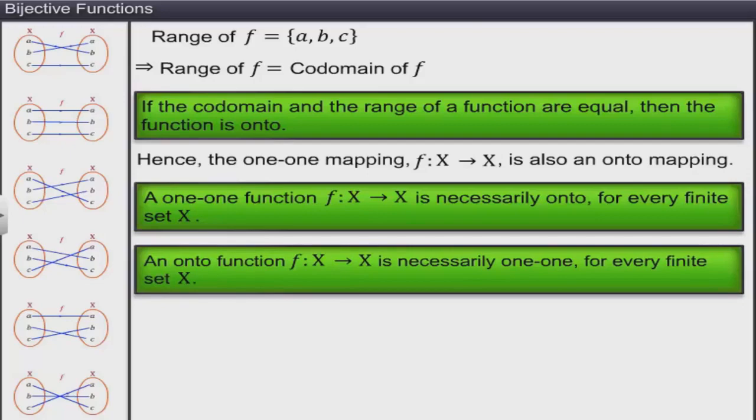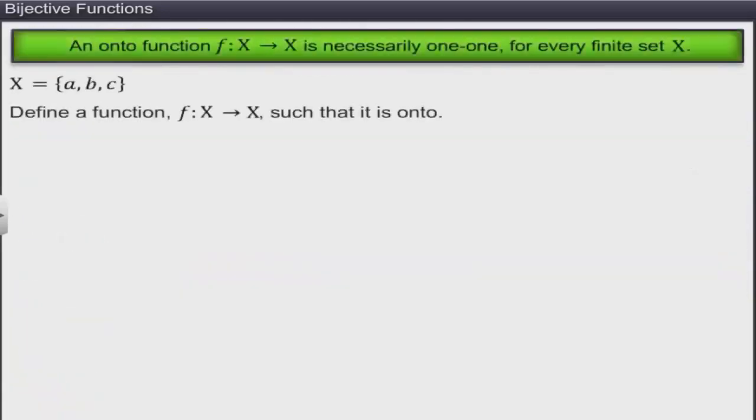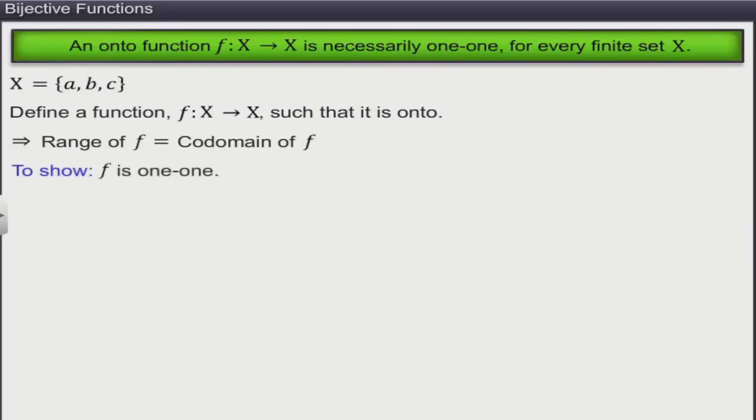Let's prove it. Consider the same finite set X and let f be an onto mapping from X to X. This implies the range of f is equal to the codomain of f. We have to show that f is 1-1. Let's begin by supposing that f is not 1-to-1.